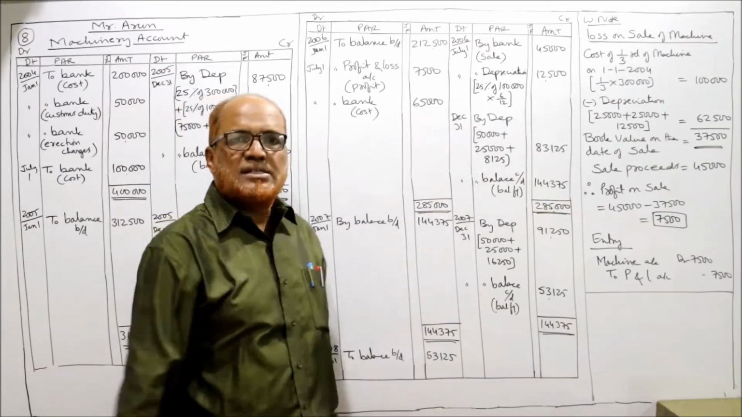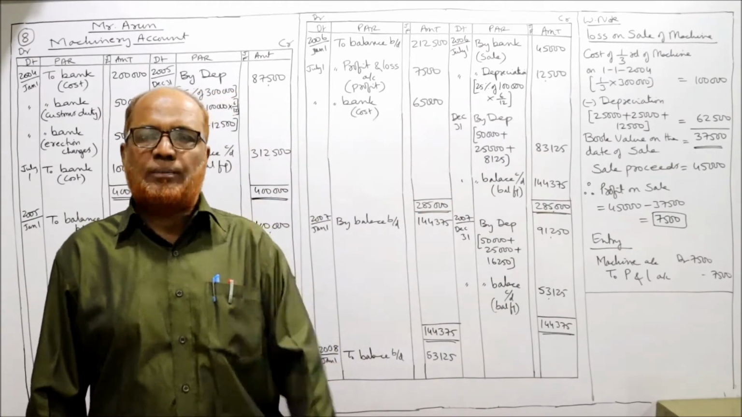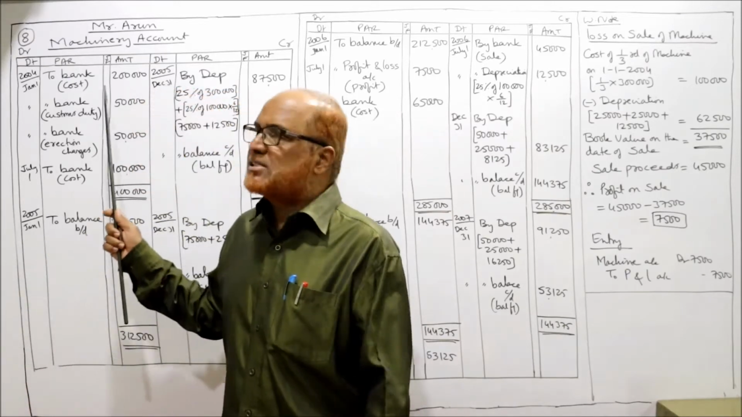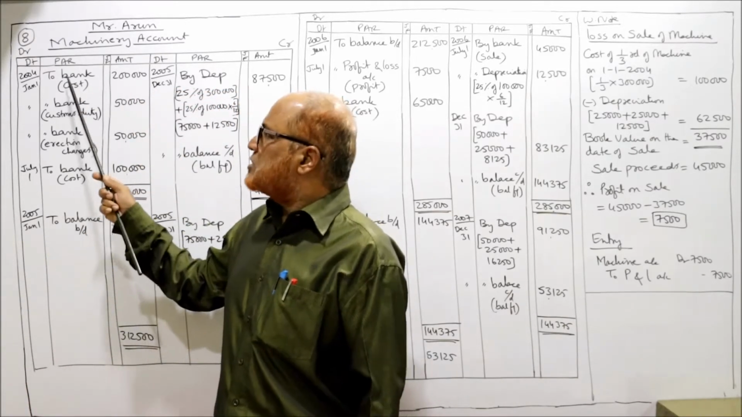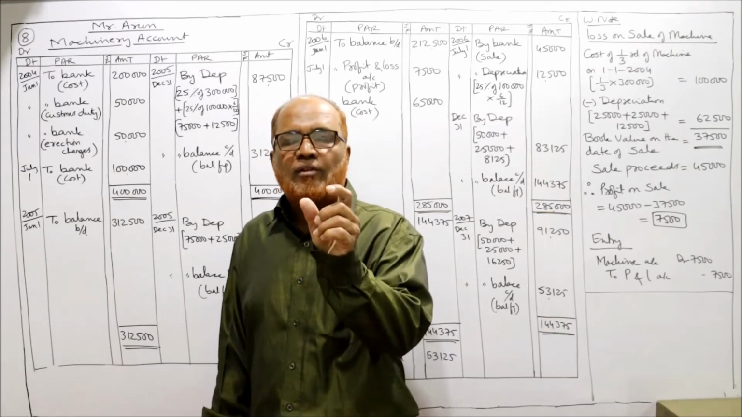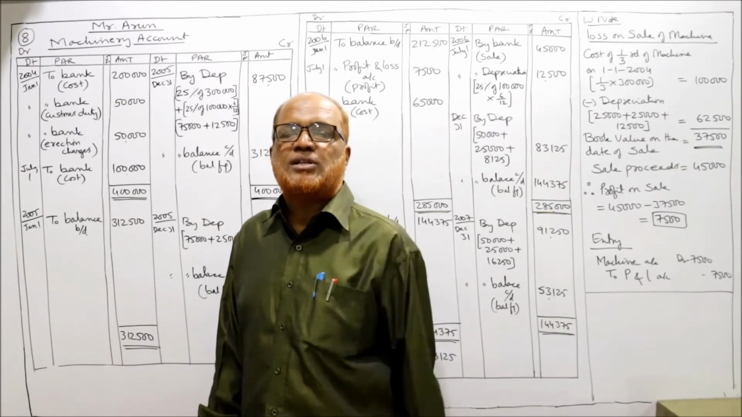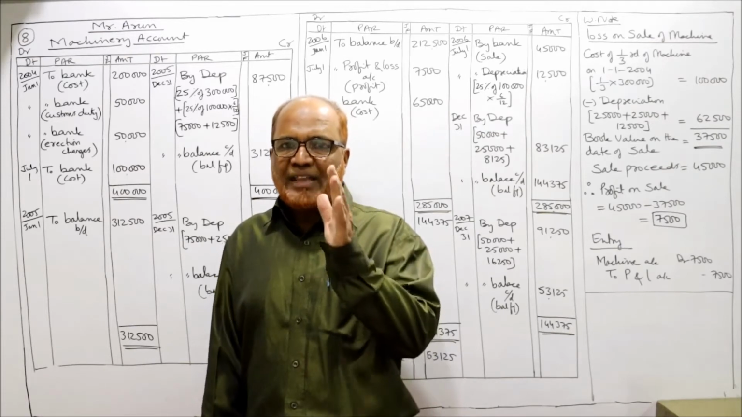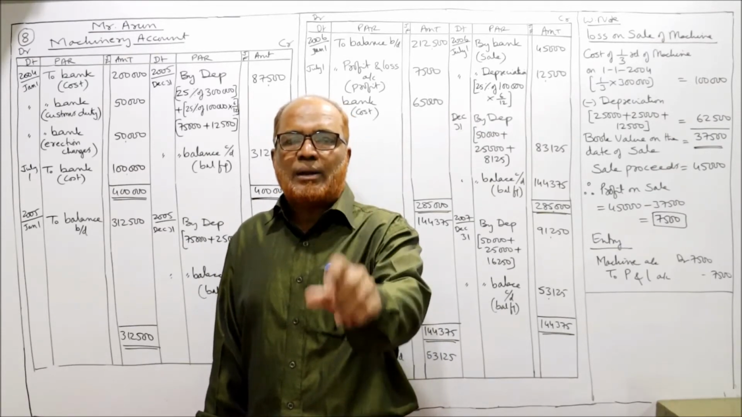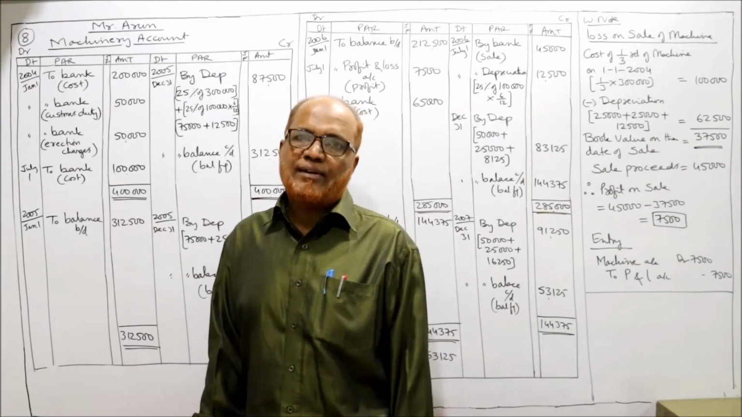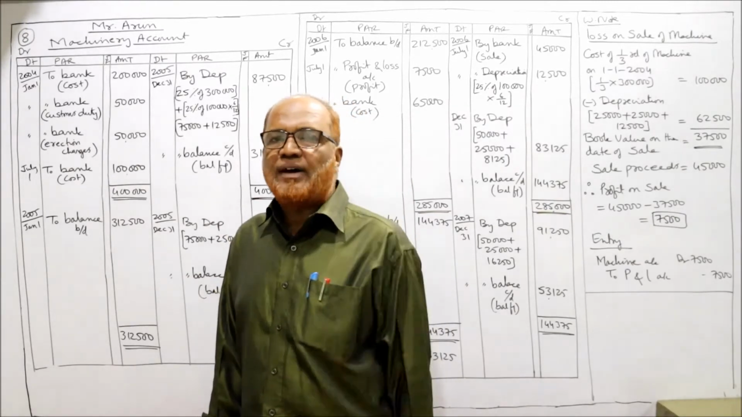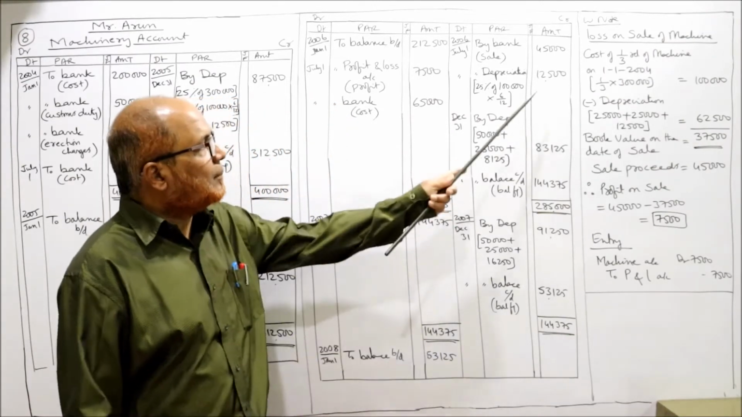Secondly, we have to provide depreciation on that machine which is sold. So total depreciation for the first machine is 75,000. But the full machine is not sold. 1/3 of the machine is sold. So 75,000 into 1 by 3, 25,000. So 25,000 is the depreciation.